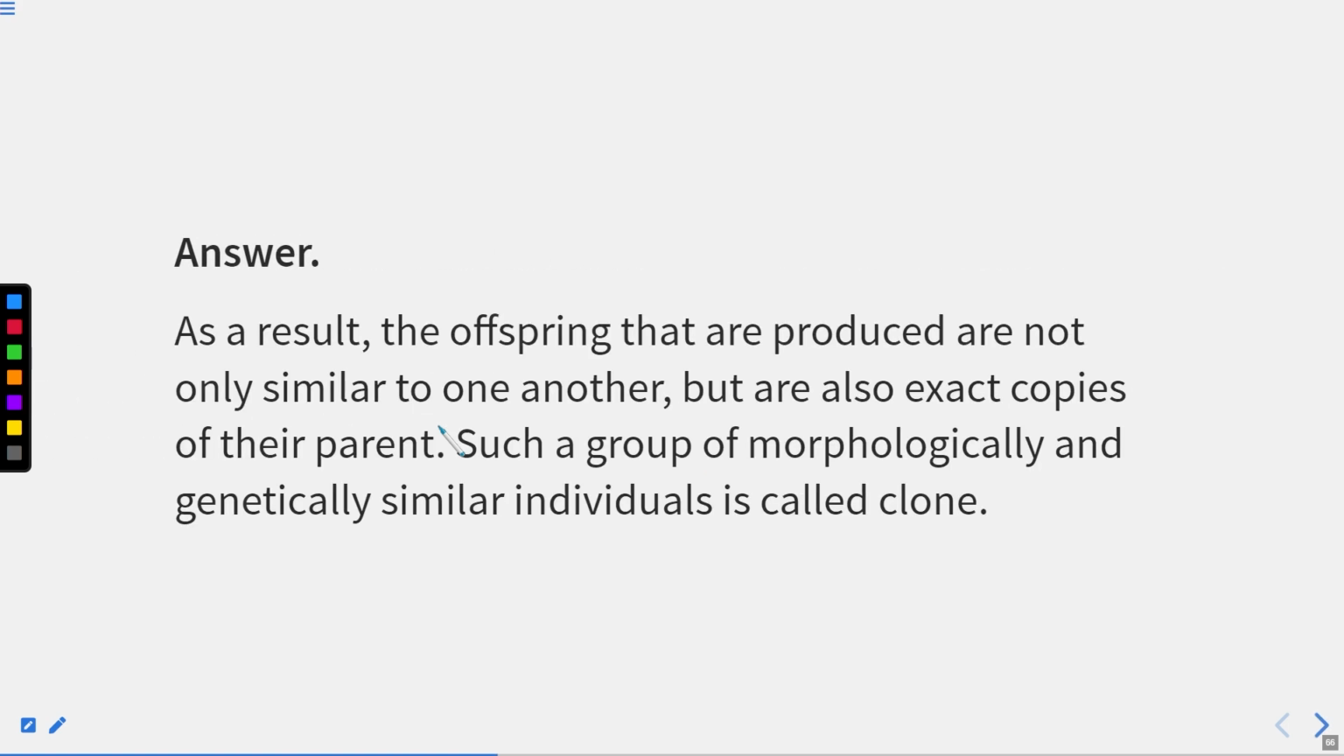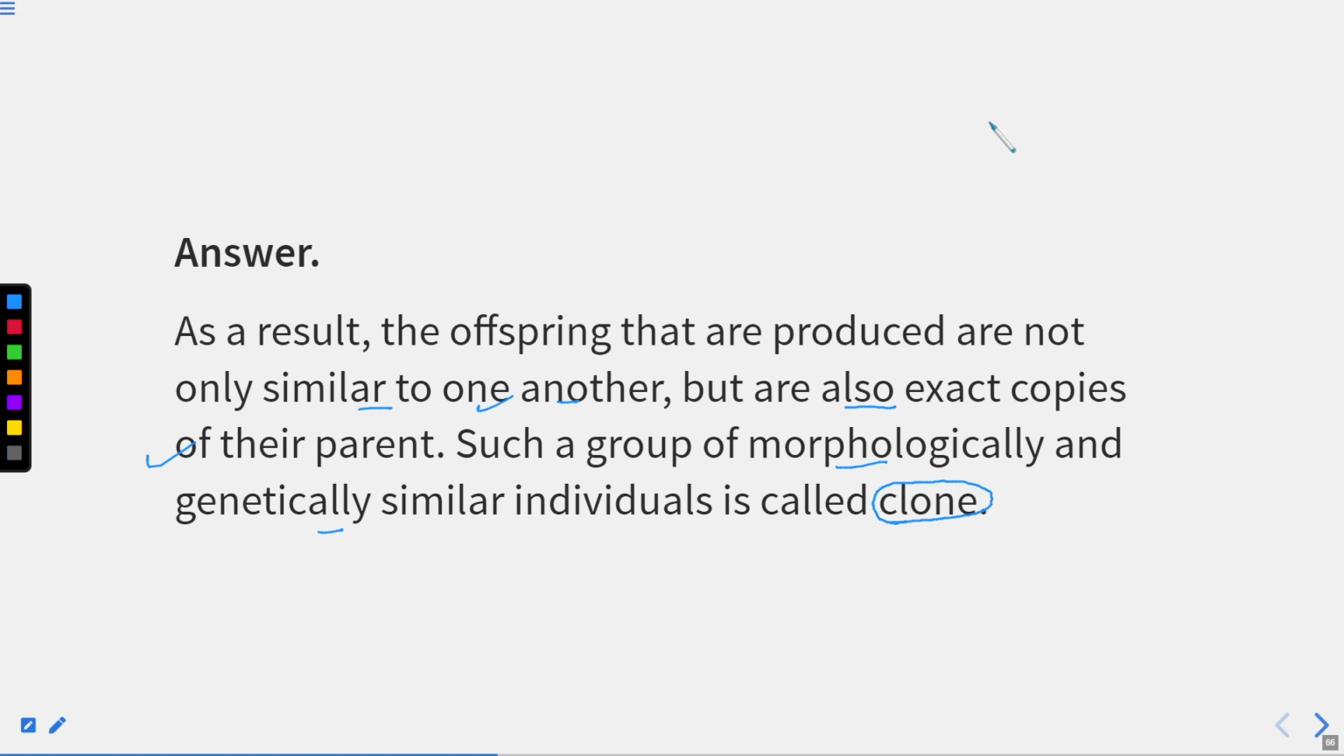As a result, the offsprings that are produced are not only similar to one another, they are also exact copies of their parent. Now, such a group of morphologically and genetically similar individuals are called clones. That's why the offspring produced by asexual reproduction is known as clones.